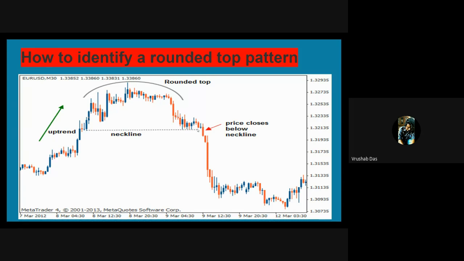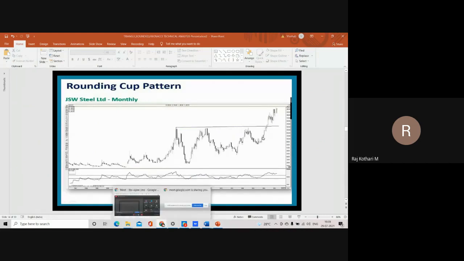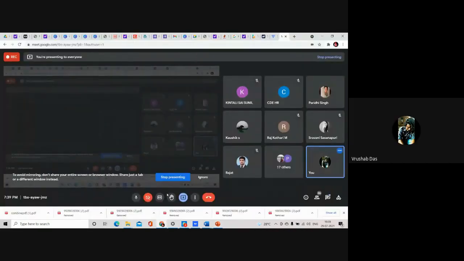And when we talk about how to trade this pattern, look at the consolidation here. What do you mean by consolidation here? Consolidation is when the price is getting stable.